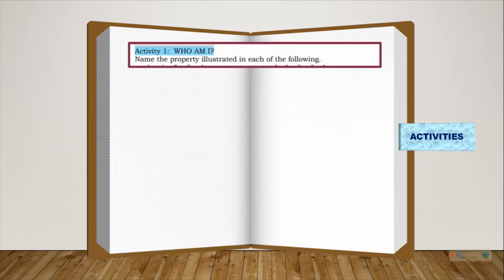Another activity. Who am I? Name the property illustrated in each of the following. So, tingnan natin kung anong property ang naka-illustrate dito. So, 4 plus 9 is equal to 9 plus 4. So, nagpalit lang sila ng posisyon. So, ang tawag dyan ay commutative property of addition kasi addition yung ginamit na operation.